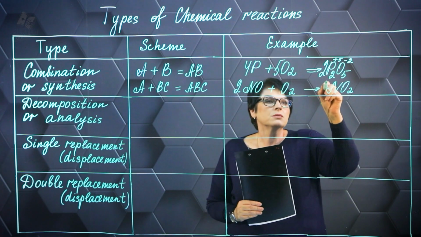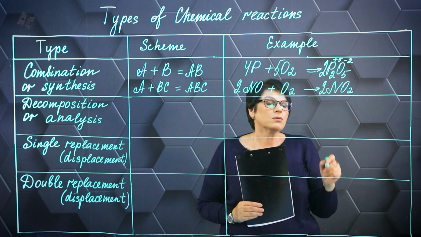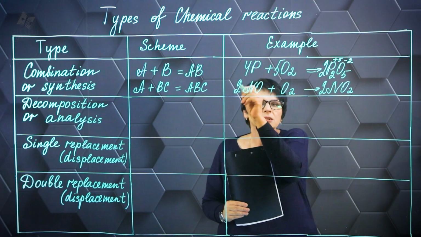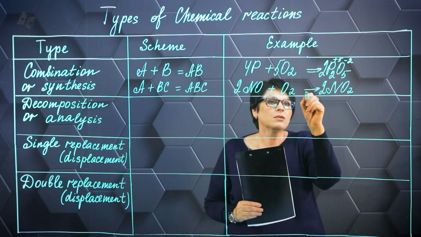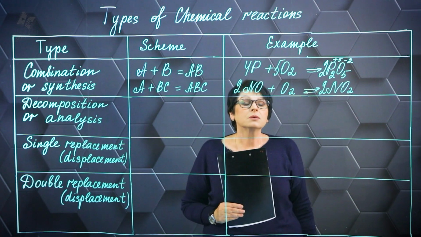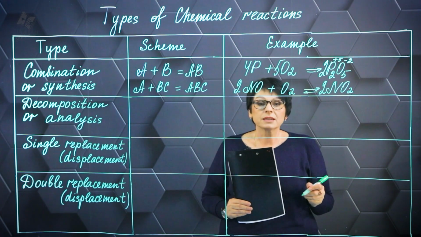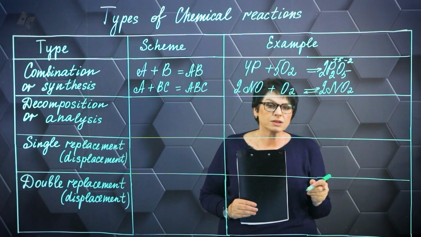Let's put 2 here. Then 2 should be put here as well, and by oxygen check. Here it is 4, on the right it is 4. It's true that this reaction is reversible. This is one of the, by the way, additional classifications of chemical reactions.